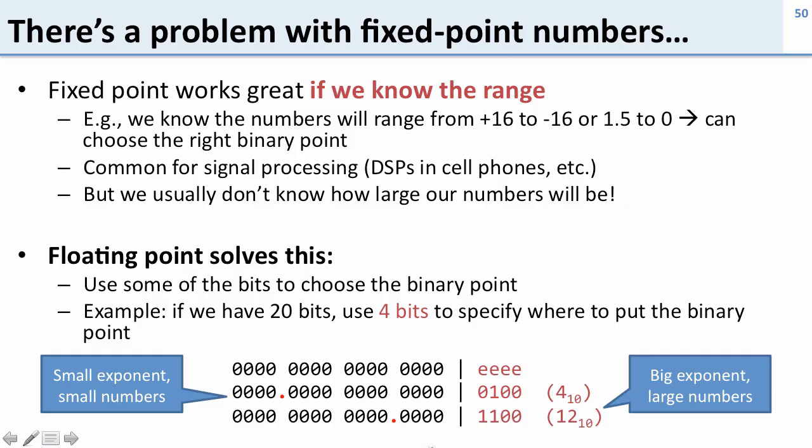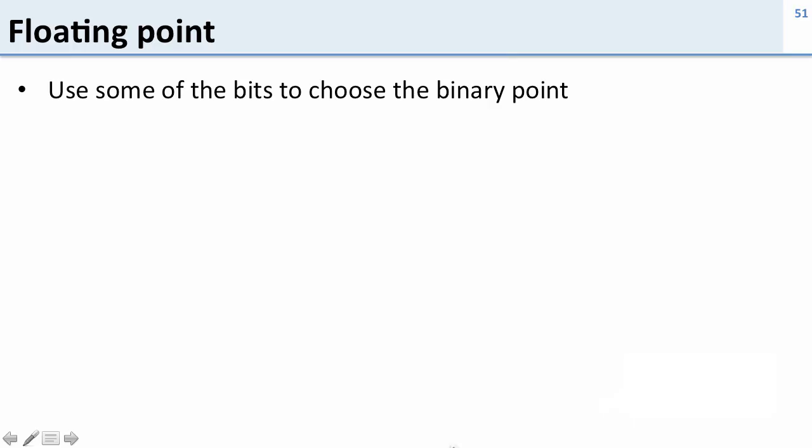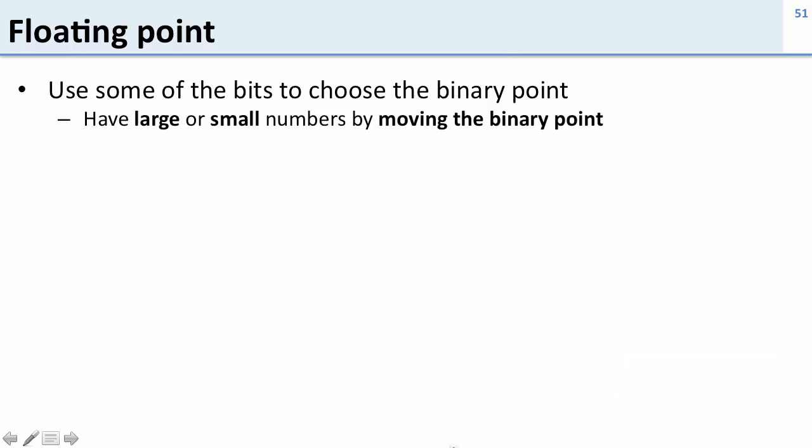It's worth noting here that a floating point number can't represent both small numbers and large numbers at the same time, because you'd have to have your exponent both small and large at the same time. And we're going to see this as a problem later on in the next segment. So, floating point, we use some of the bits to choose the binary point. You can have large or small numbers by moving the binary point, and this allows us to make more efficient use of our bits. The number we're representing can adjust to the size of the number we need to represent.